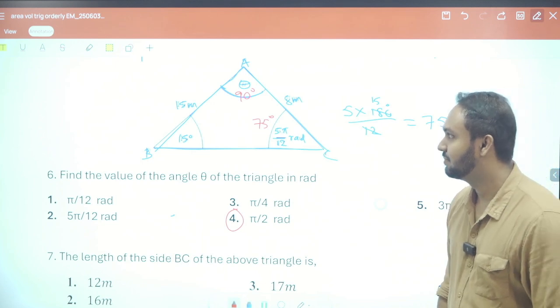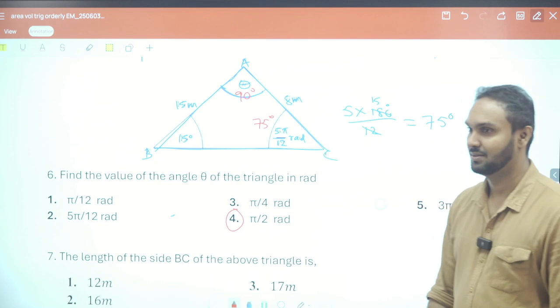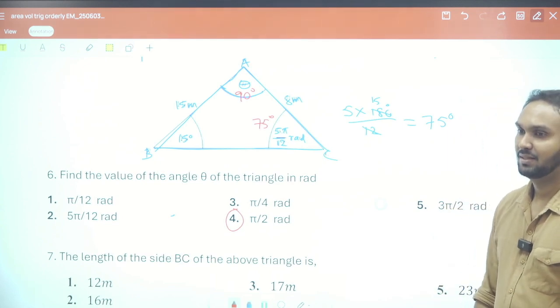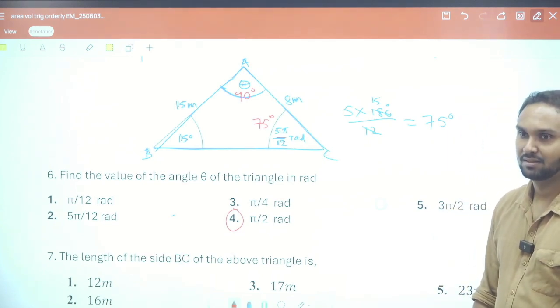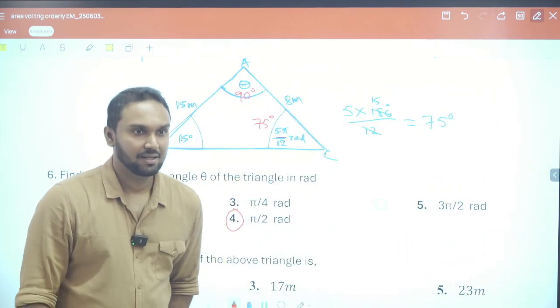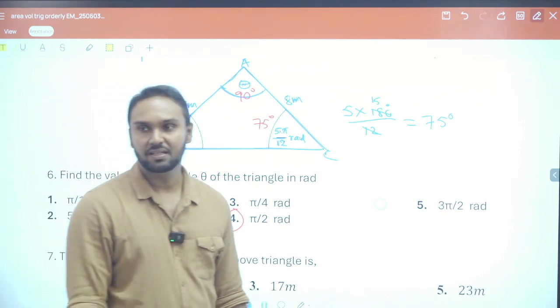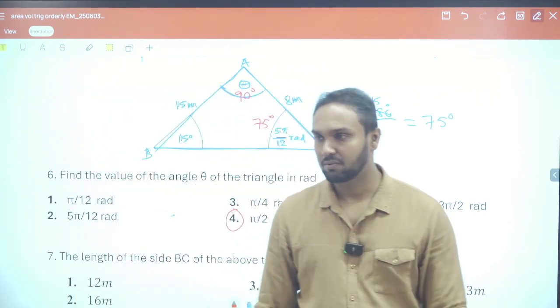Is it any of the Pythagoras triplets? It is one of the Pythagoras triplets, yes. What is the triplet? 8, 15, 17, right? So 8, 15, 17 is one of the triplets. Now try to remember the triplets.